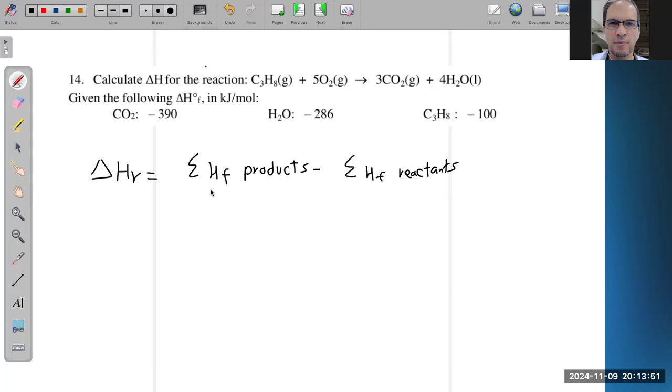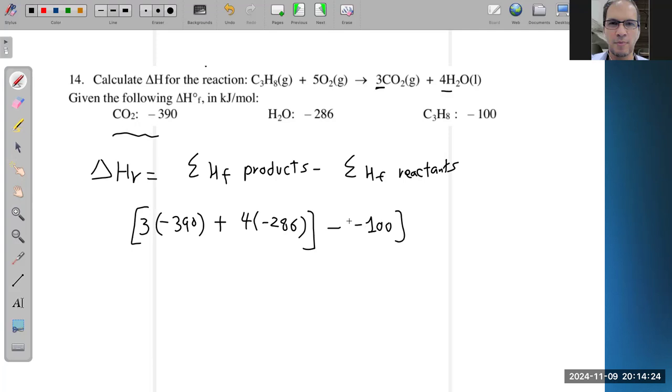The products that I have are carbon dioxide. So I have minus 390 for the carbon dioxide. This is 3 times, so 3 multiplied by negative 390. And this is added to 4 times the water, so 4 multiplied by minus 286. And then I will subtract from this the delta H of formation of the reactant. I have only C3H8 and it's 1 mole, so it is minus 100. And then oxygen is an element, so of course it is 0. That's equal to plus 100 for sure. So the value that I will get is minus 2214 kilojoules.